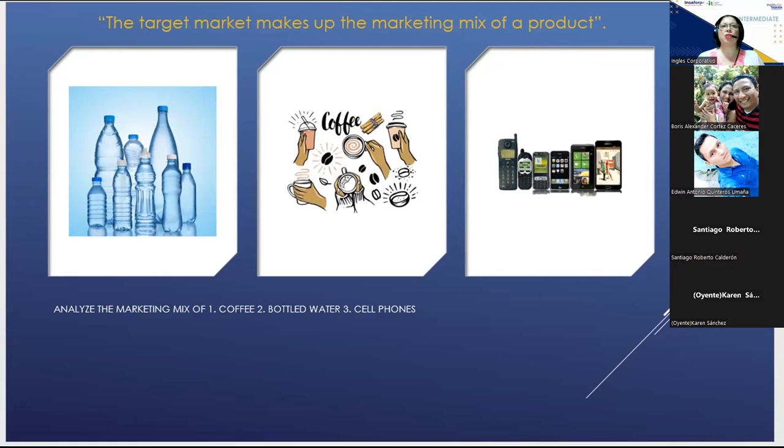What do you think it's going to be the best mix? Is it important to focus on a product strategy, or is it important to focus on a pricing strategy? What do you think, guys? What is more important to focus on when we are mixing all these elements to create a marketing plan? What do you think?